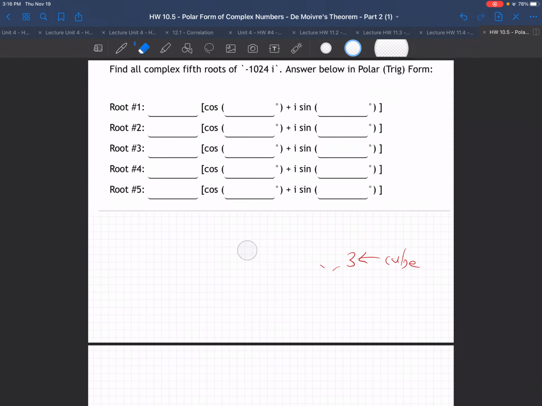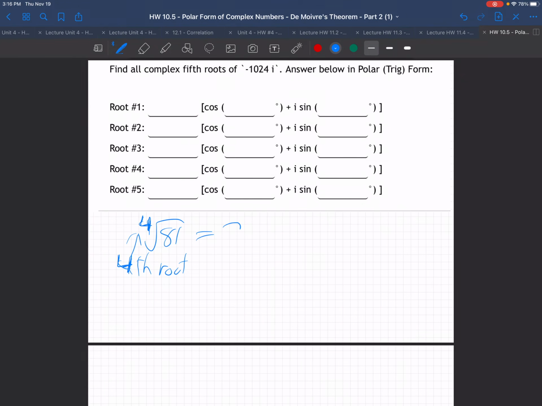Let's go a little higher. What would be the 4th root, say, of 81? What number times itself 4 times would be 81? Well, 3 again, right? Because 3 times 3 times 3 times 3 is 81. 3 times 3 is 9, and 9 times 9 is 81. So the answer would be 3.